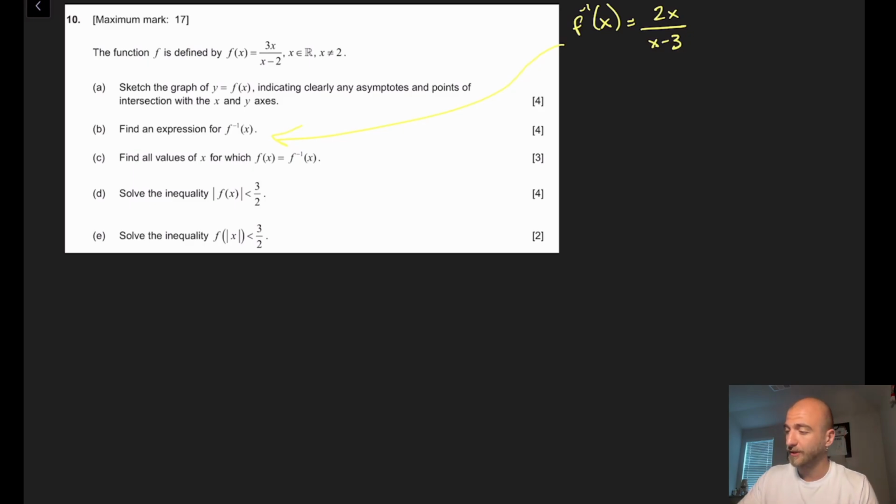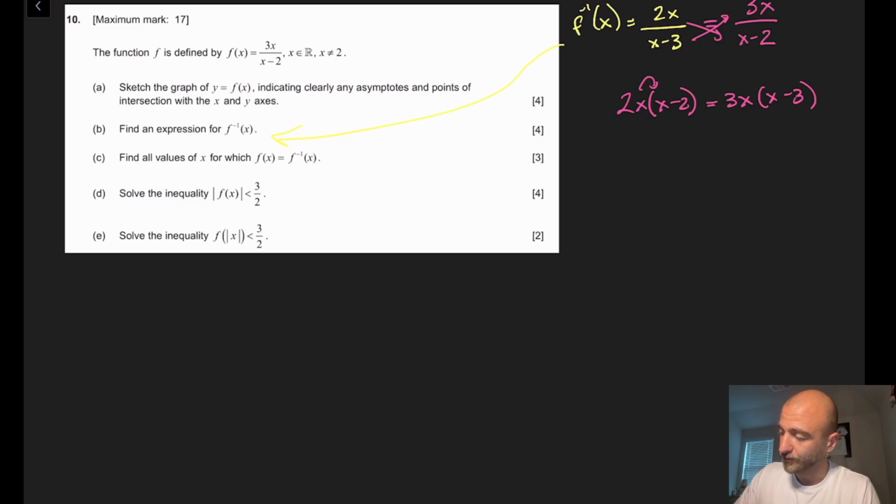This is pretty straightforward as well. All we're gonna do is we're gonna set our inverse function equal to our original function and solve for x. See, well, a little bit of algebraic manipulation to see which x values would hold this true. So for this, let's cross multiply both sides of these equations. So we end up with 2x times x minus 2 is equal to 3x times x minus 3.